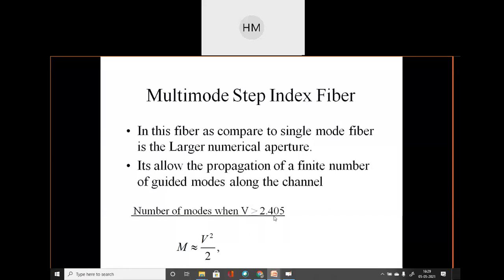Vc is greater than 2.405. M is equal to V square by 2. And this is, student, it should be V less than 2.405, or greater than, what should it be, students? Is it right? What is the range of V for single mode? Sorry, for multimode step index fiber. Is it greater than or less than? Is this right or wrong?